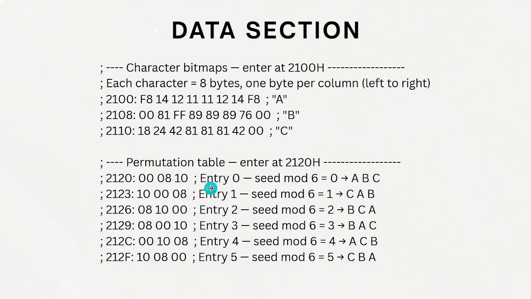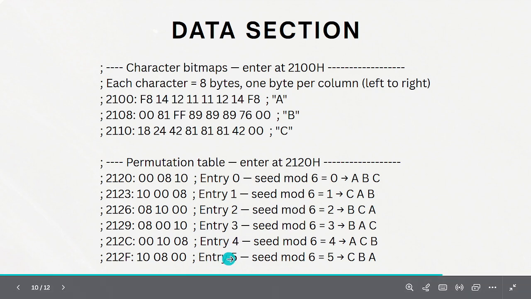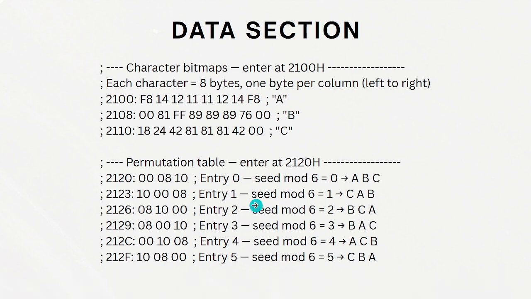So if, let's say, our seed is 0, we will show the sequence ABC. If our seed is 1, then we'll show CAB. Now let's say our seed is bigger than, let's say, 5, so let's say it's 7. Then we'll simply calculate 7 mod 6, so seed mod 6, which will give us entry 1, and we'll get the output CAB.